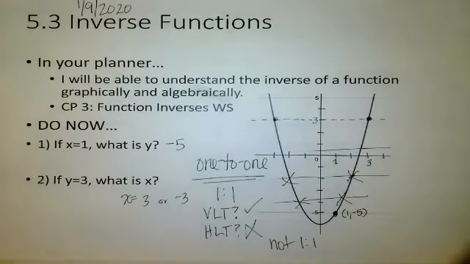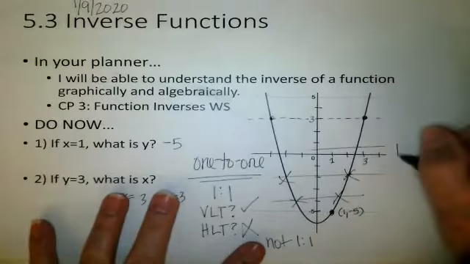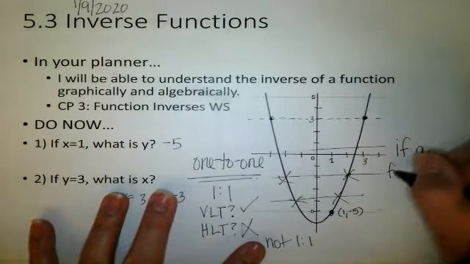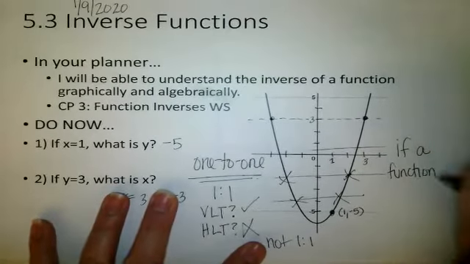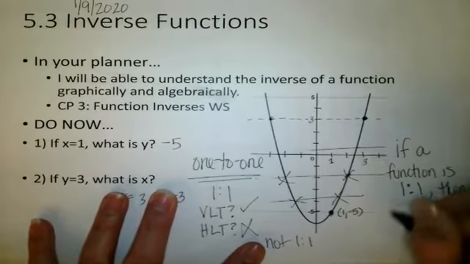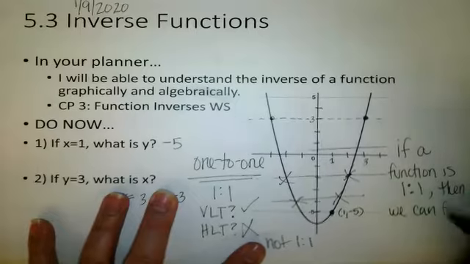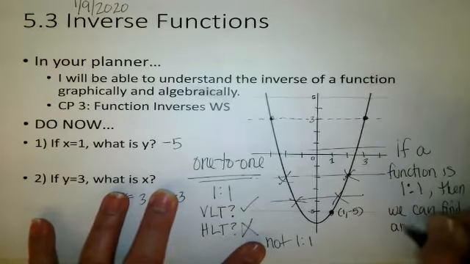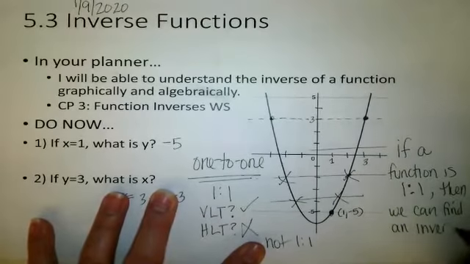So looking at a function graphically, it's super easy to tell if it's a one-to-one function. If we have a one-to-one function, then we can have an inverse. If a function is one-to-one, then we can find an inverse function.